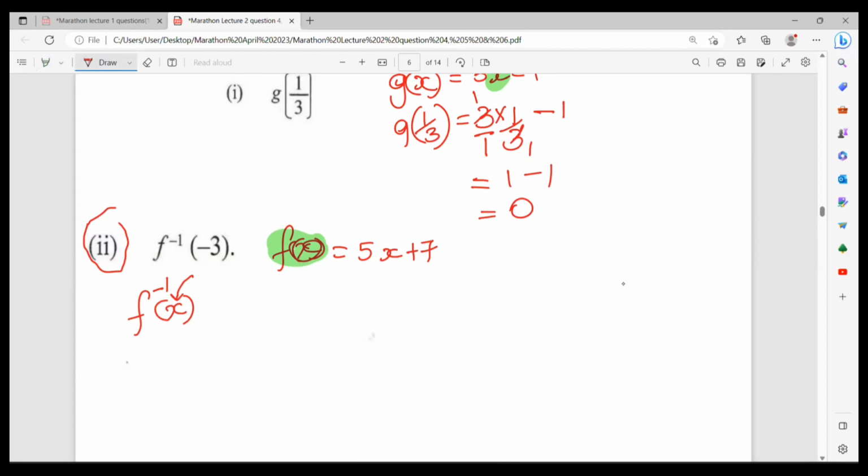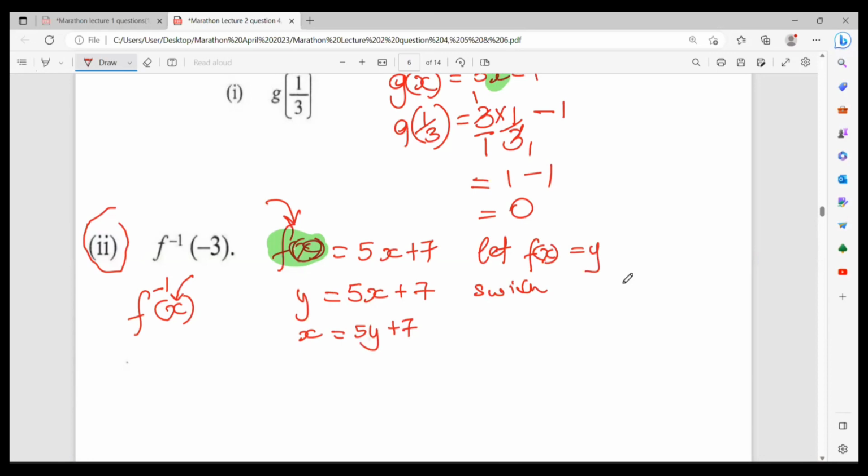Remember how the inverse goes. I normally said to you, you can just let f of x equal y, okay? Because you're about to use a y in the math here. Inverse is about switching x and y, so you want to have the y in it. So y is equal to 5x plus 7. Now you want to switch x and y. So you're going to have x is equal to 5y plus 7.